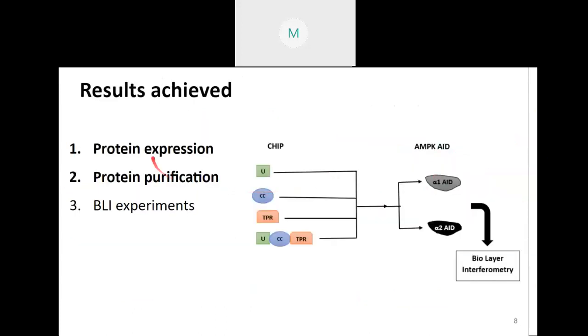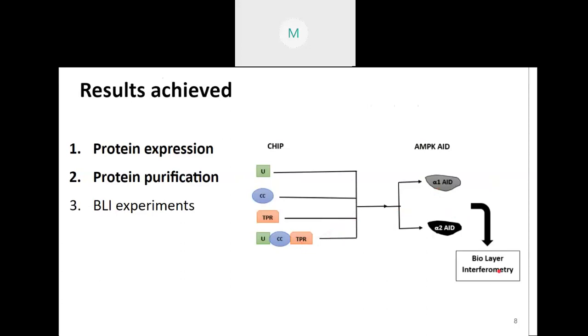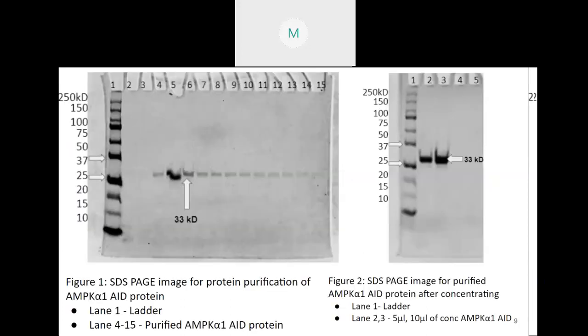In my results, I did protein expression and protein purification for some proteins. I started purification of CHIP full-length protein, and I finished purification of AMPK alpha 1 AID domain. Once I finish the CHIP protein purification, I will do biolayer interferometric assays, and if the proteins are interacting with each other, I will get at least a 10 to the power minus 8 binding constant.